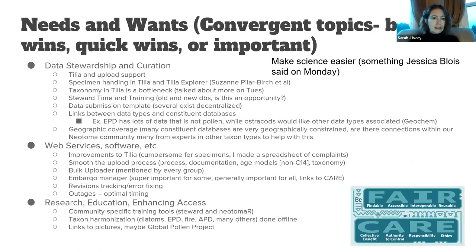Okay, so needs and wants. There were a lot of talks, and specifically we were asking each of the stewards presenting for their constituent database what their needs and wants were. There were laundry lists of needs and wants, but there were a lot of convergent topics amongst those. What I have on this list are generally things that apply to most of the talks, so they would probably be big wins across all the constituent databases, things that might represent the quick wins as we've tried to frame things, or things that maybe only directly affect a few of the constituent databases but seem really important.